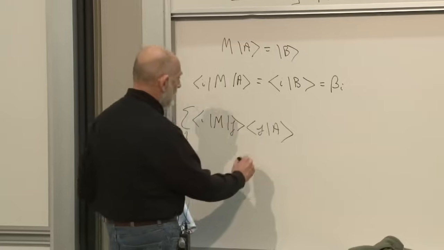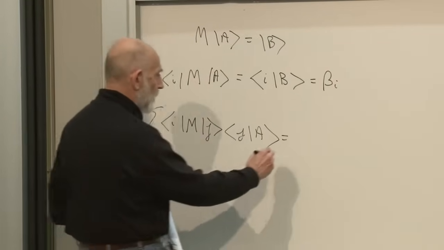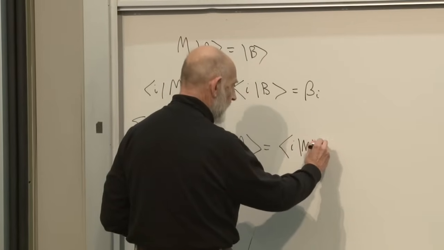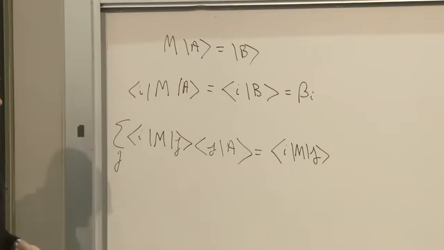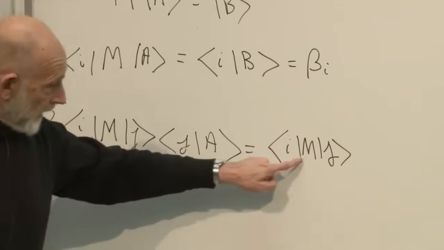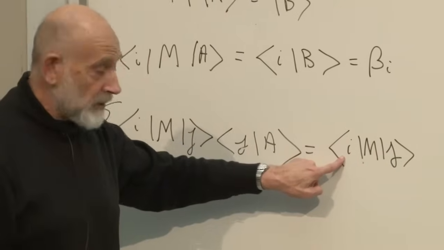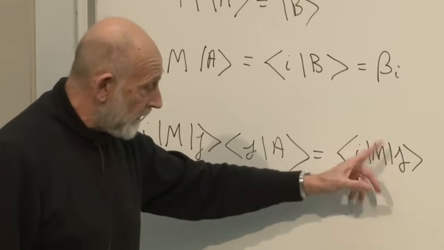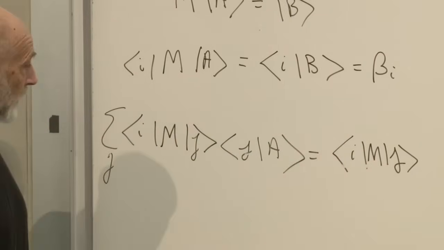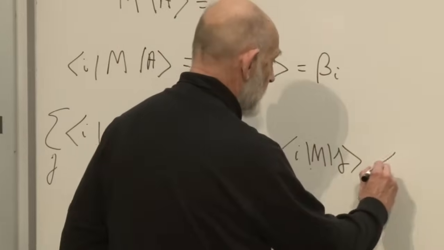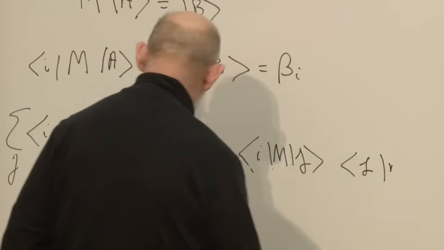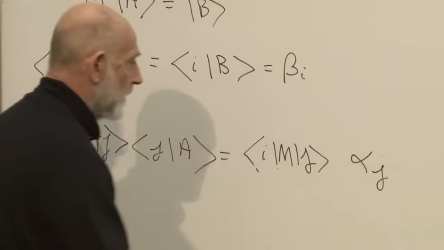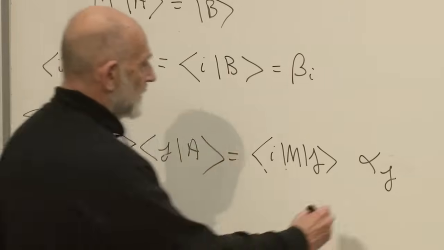So we now have a formula completely in terms of components. This is i M j. I'll get to this in a minute, but it's a number. Inner products are numbers. M times j is a vector, and you can take its inner product with i. All right? M times j is a vector, and ket vectors have inner products with basis vectors, times alpha j, and that's equal to beta i.